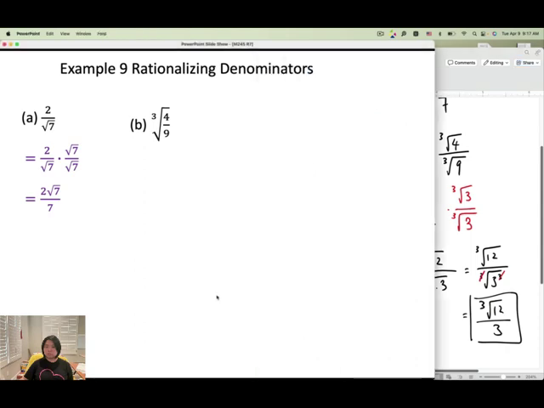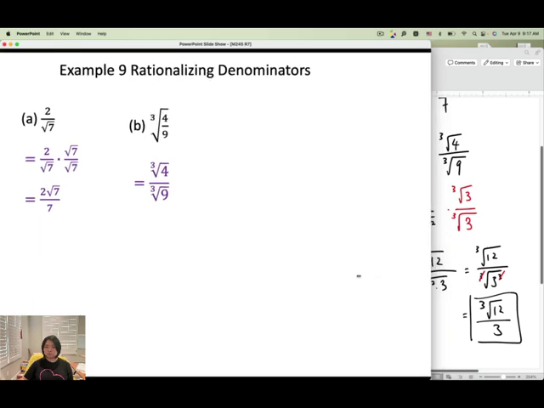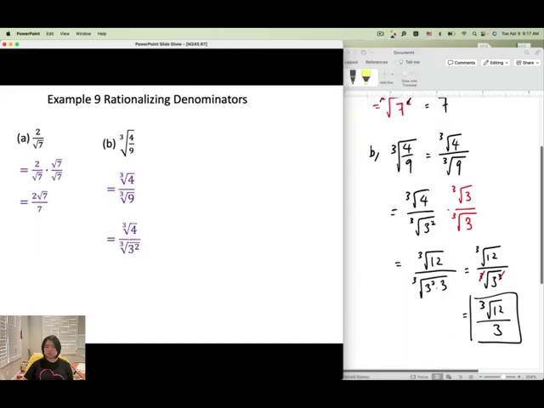Okay, right? So we write 9 as 3 squared, and I need one more, okay? 2 plus 1. I need one more cube root of 3 in order to cancel out here. Cancel out, so that will be your final answer.